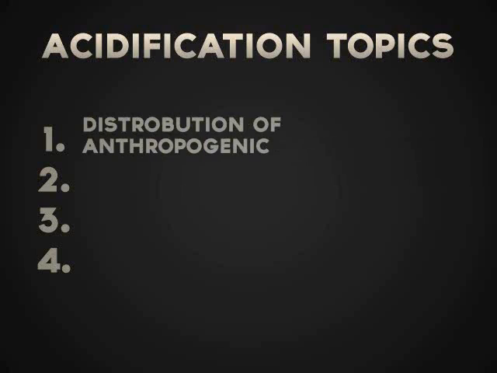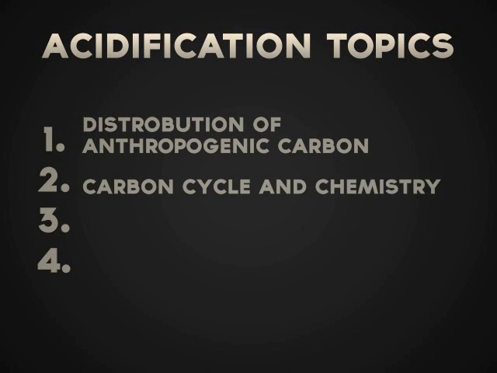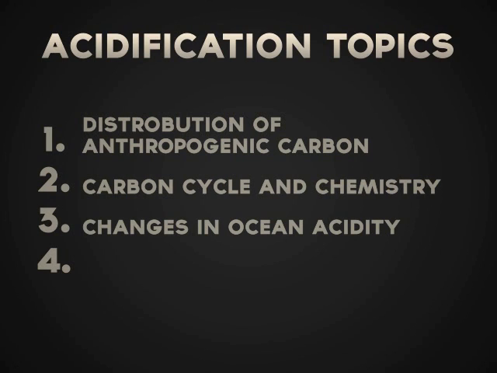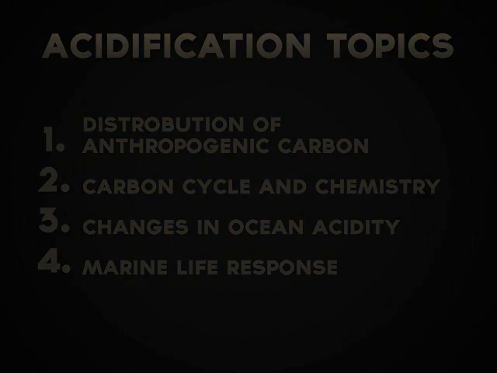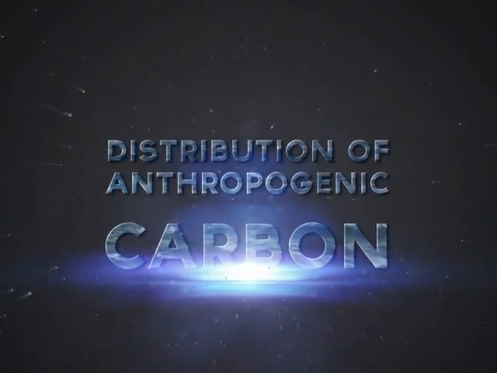First, the distribution of anthropogenic carbon. Second, the carbon cycle and its chemistry. Third, changes in ocean acidity. And fourth, how aquatic life will respond to these changes. For further understanding, this video will address each of these topics and explain how the scientific consensus has changed over time. Distribution of anthropogenic carbon.